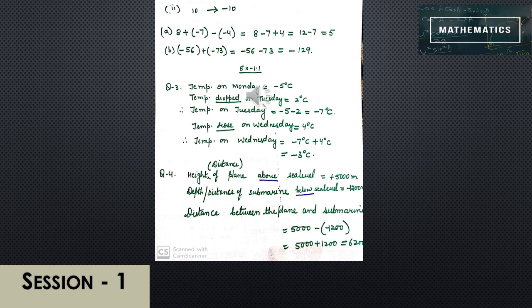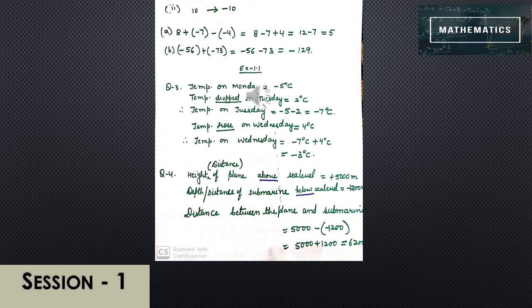Let us now discuss the additive inverse. What is additive inverse? If a number is negative, then its additive inverse will be a positive number. For example, if minus 5 is given to you, then its additive inverse will be plus 5. Only the sign changes here and the number remains the same. And if a positive number is given to you like plus 10, then its additive inverse will be minus 10.